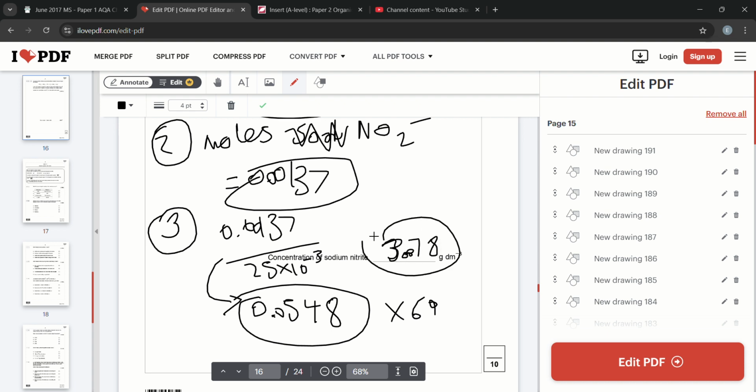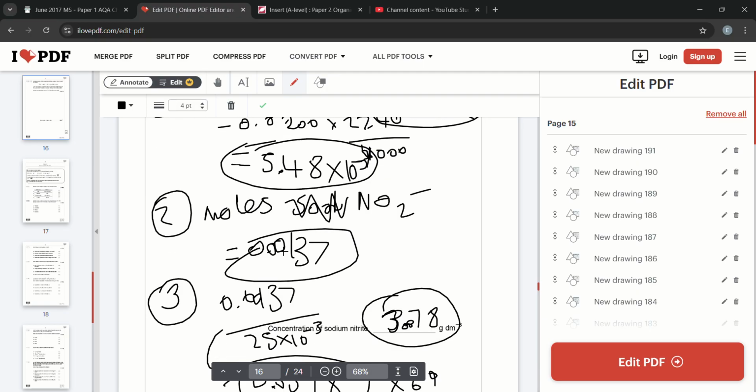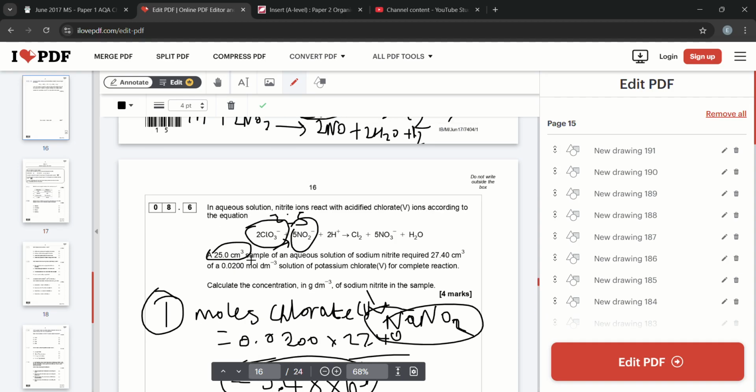Sorry for that very silly mistake. I typed it too fast on my calculator. That's probably the reason, because obviously the calculator was going to work it out wrong. I just typed it in wrong. But hopefully you get the idea of how to approach this question.